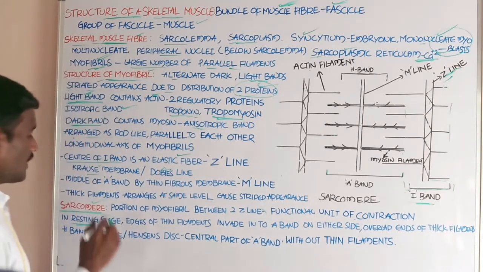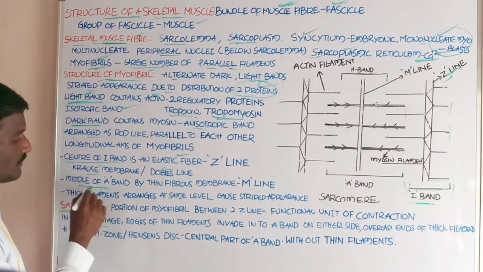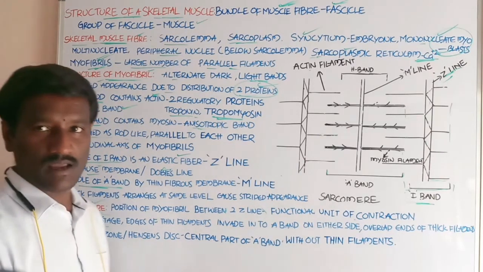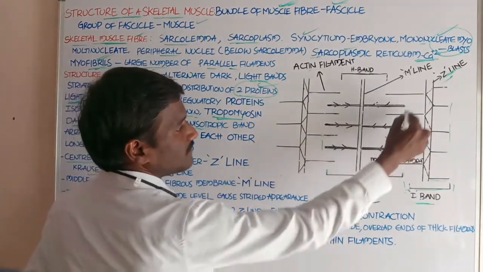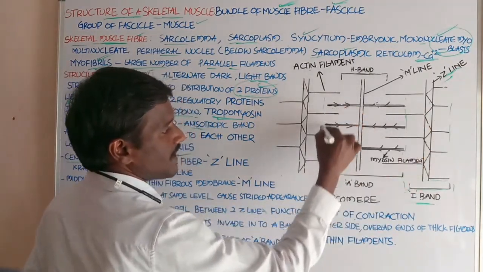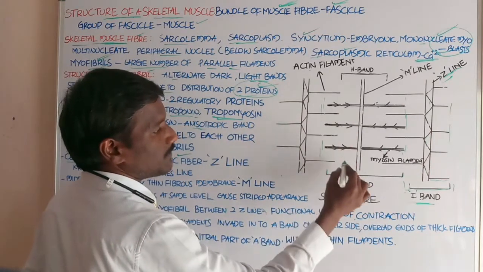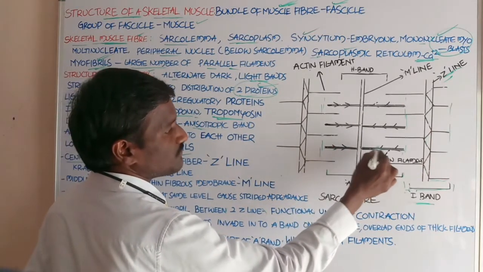Next, the middle of the A band. If you observe, this region is called the A band. The A band consists of myosin filaments.